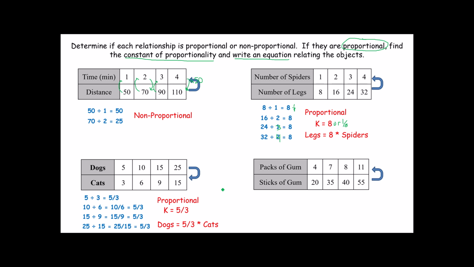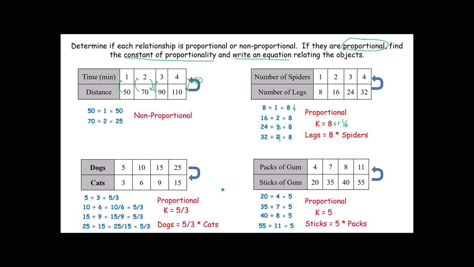You're trying to find a constant of proportionality. 20 divided by 4 is 5. 35 divided by 7 is 5. 40 divided by 8 is 5. 55 divided by 11 is also 5. So yes, it is proportional because you have that constant of 5. The number of sticks is equal to 5 times the number of packs.